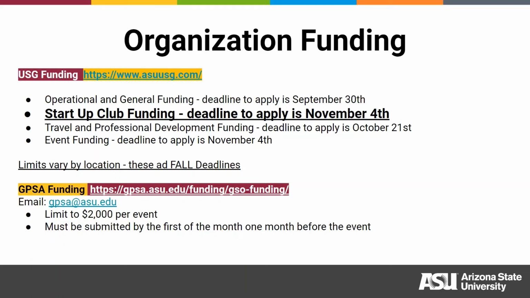And then if you're a graduate organization, the GPSA has graduate student organization funding information for you as well. So you can email gpsa@asu.edu. The limit is $2,000 per event, and it must be submitted by the first of the month, 1 month before your event. So just keep that in mind. But this is a really good opportunity to take advantage of.